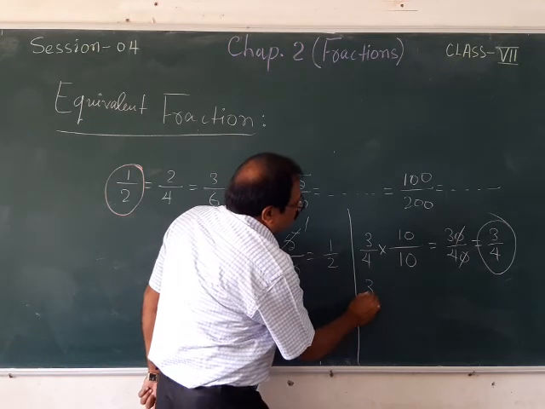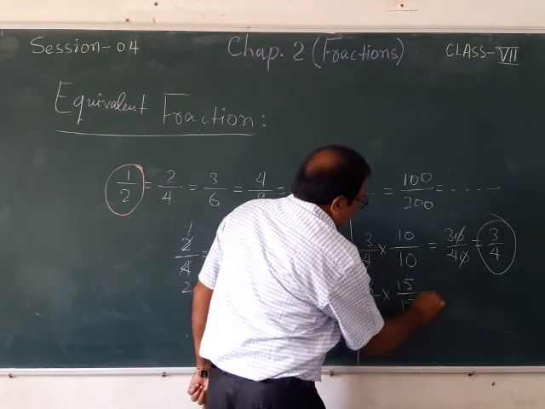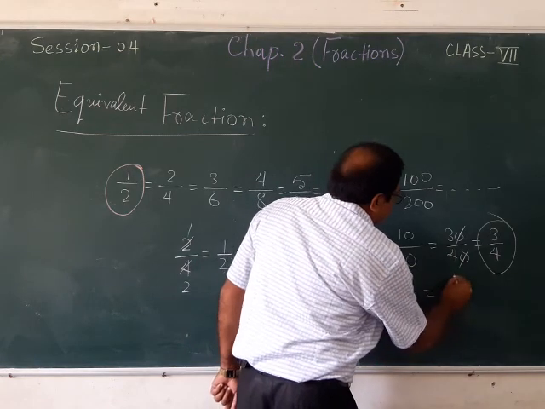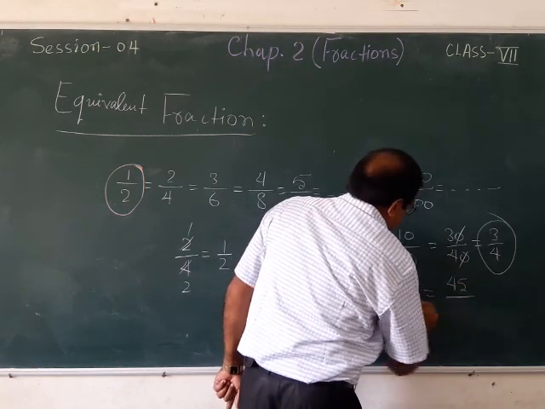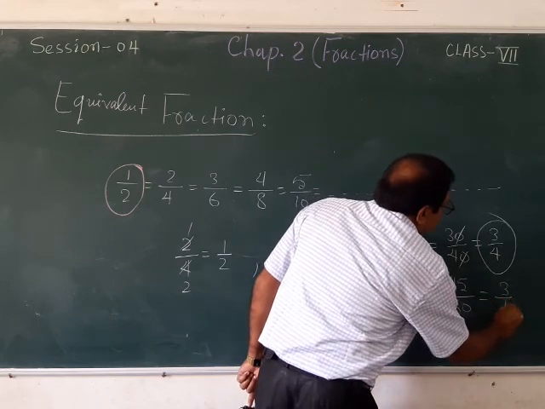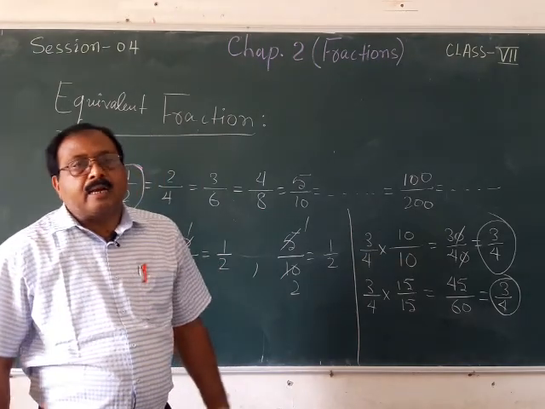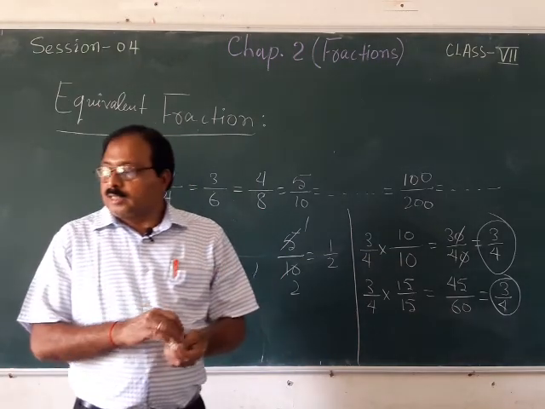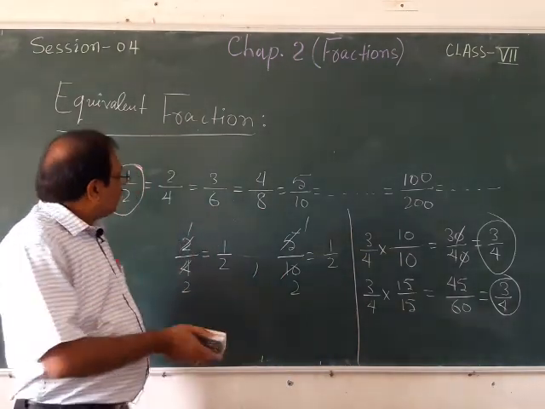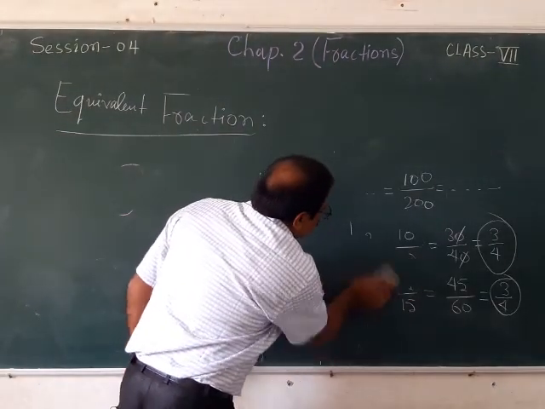Suppose I multiply 3 by 4 by 15 upon 15, then it becomes 3 fifteens are 45 and 4 fifteens are 60, so 45 by 60. This fraction is 3 by 4 itself. So all the equivalent fractions are equal to each other. Is it clear? After that you can see your exercise, the warm up exercise.